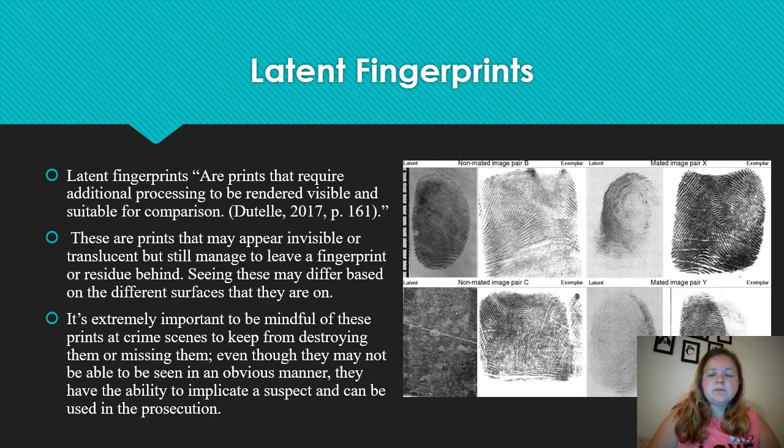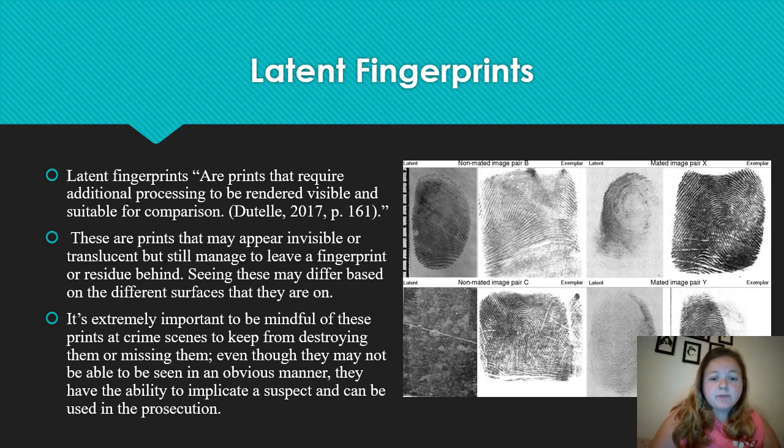Latent fingerprints, these are the ones that do need additional processing. They're either not fully done or they are extremely difficult to see. They may appear invisible or translucent, but they are there. They're still there, and they still are leaving residue behind.